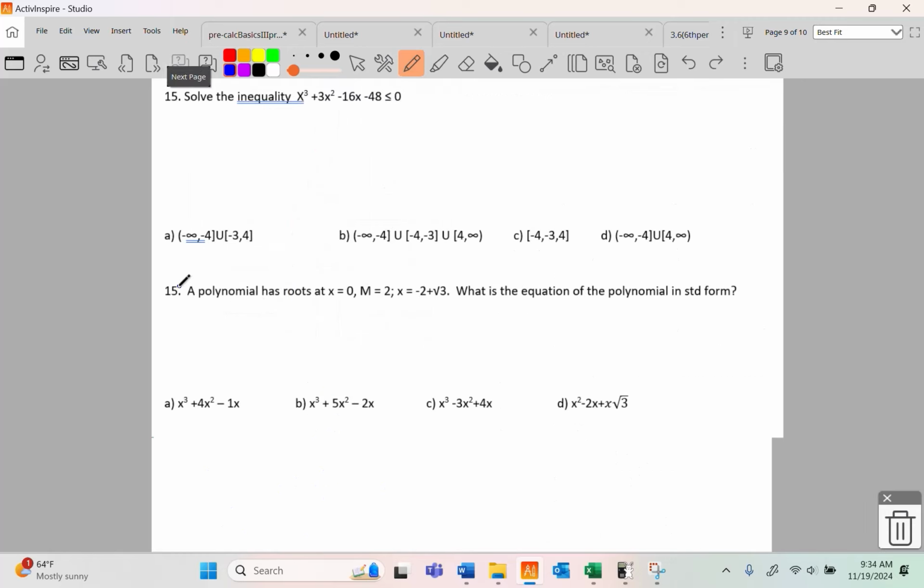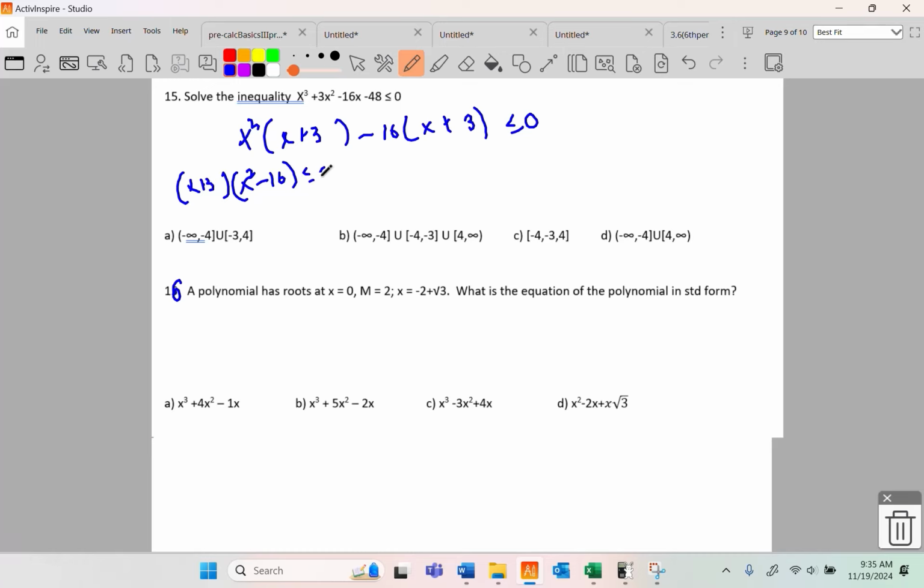All right, this should be technically number 16. Solve the inequality x cubed plus 3x squared minus 16x minus 48 less than or equal to 0. It takes an x squared from both, and that'll leave you with x plus 3. This is just factoring by grouping. I'm going to pull the negative 16, and that's going to change that sign to positive, still less than or equal to 0. Now we have x squared minus 16. The common factor was x plus 3, still less than or equal to 0. And now we just continue to factor: x minus 4, x plus 4, still less than or equal to 0.